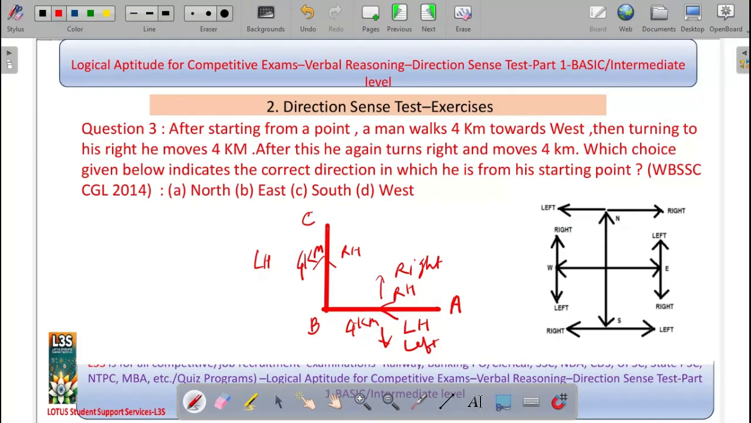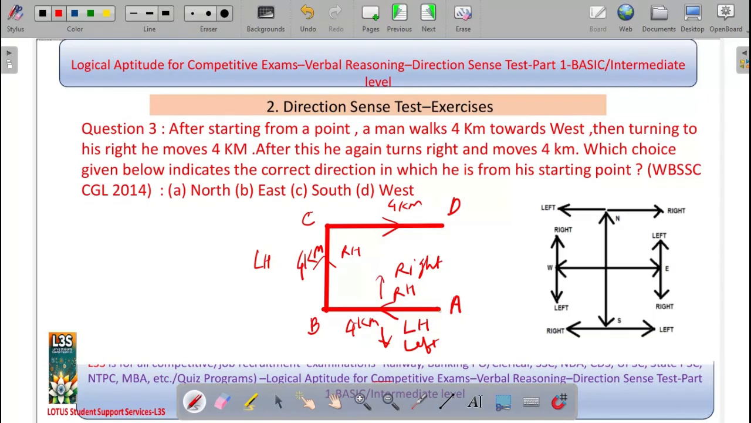Now after that, from C he will turn, again he will go east side, that means right hand side, move 4 kilometer. So here again he will go 4 kilometer towards his right, 4 kilometer. This is D. Which choice given below indicates the correct direction in which he is from his starting point?